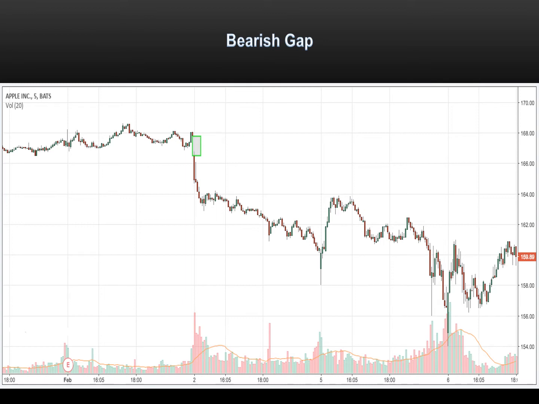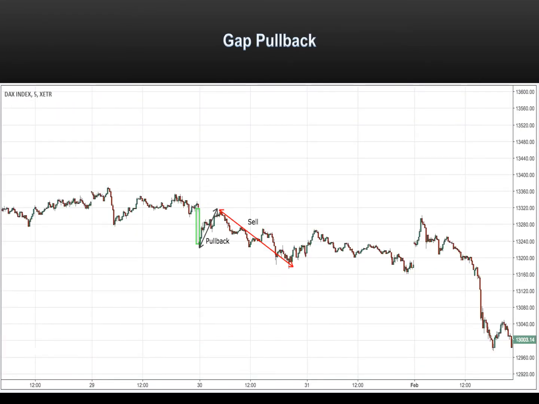Gap analysis should always be used in conjunction with sound money management rules. Trailing stop-loss orders could be easily placed below the lowest level of the last candle of the previous day in case of a bullish gap, or above the highest level of the last candle in case of a bearish gap. Regarding take-profit orders, you can use simple technical analysis tools and candlesticks chart patterns to decide where to place them.